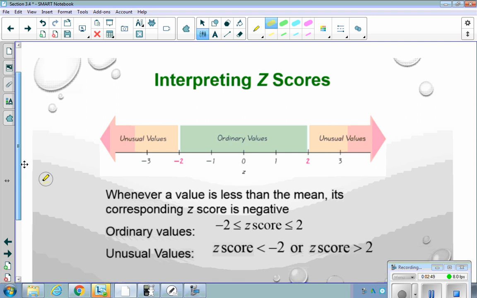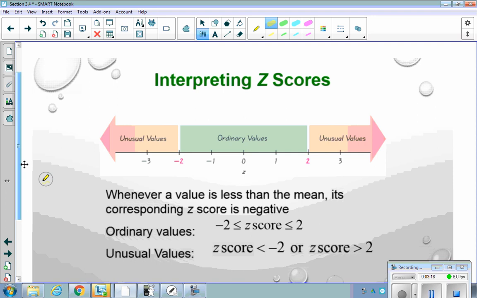So interpreting z-scores, guess what? It's the exact same thing we just learned, because a z-score is really a standard deviation. They're one and the same. If I'm 1 standard deviation away, I'm 1 z-score away. If I'm 2 standard deviations away, I'm 2 z-scores away. They are the same.